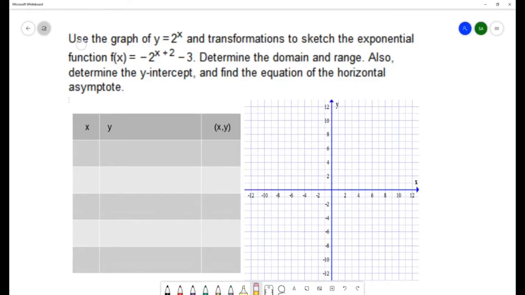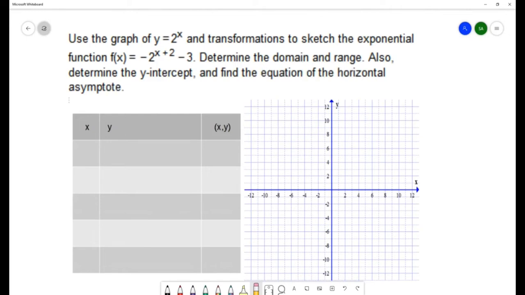For this question, we want to use the graph of y equals 2 to the x and transformations to sketch the exponential function f of x equals negative 2 to the x plus 2 minus 3. We want to determine the domain and range, determine the y-intercept, and find the equation of the horizontal asymptote.